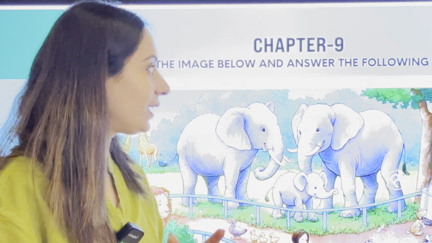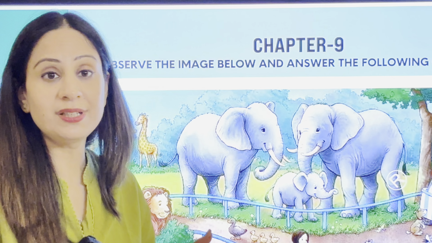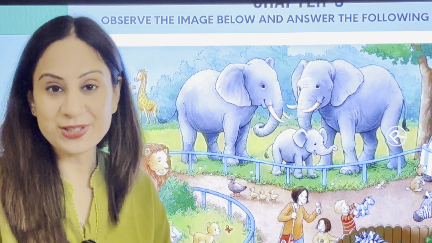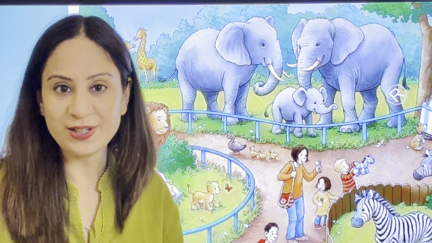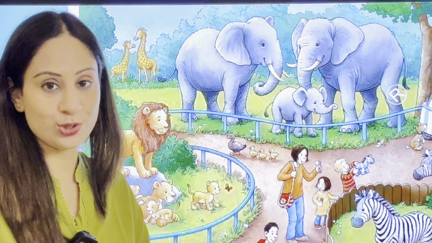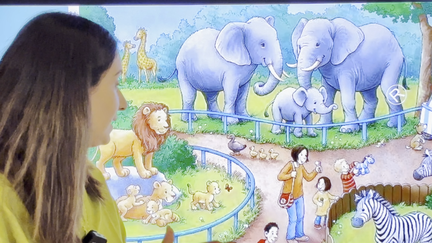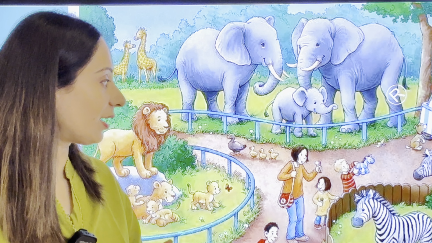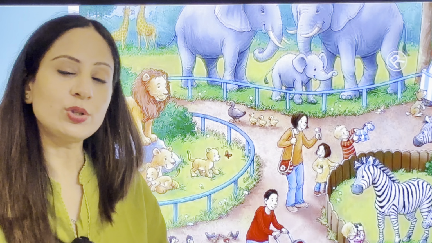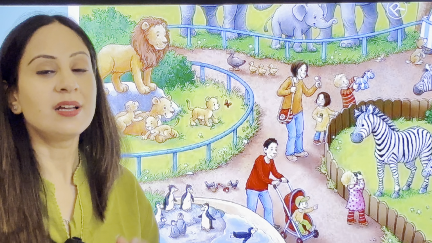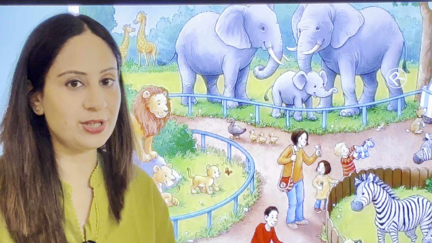Let's get started. First, we are going to view the picture. If you can see in the picture, there's definitely a scene of a zoo, because it's only at the zoo that you can see the variety of animals that this picture has shown. We can see elephants, zebra, lion, ducklings and duck. So what all things can you see? First of all, let's gather certain information about that.